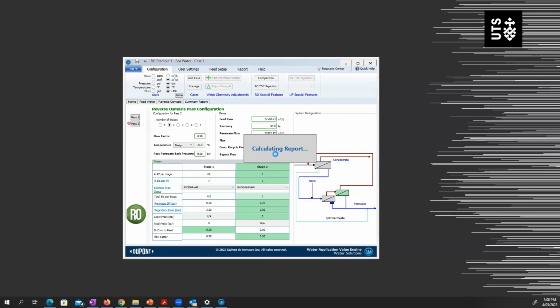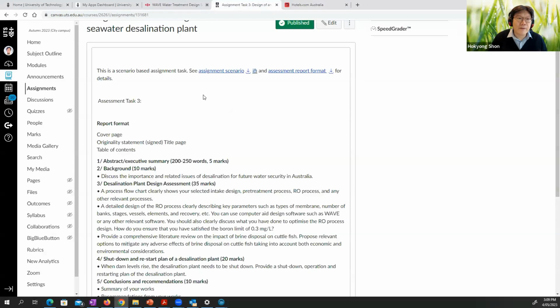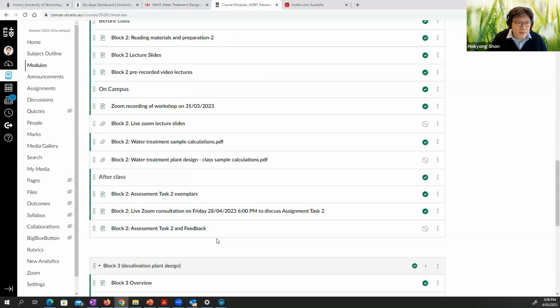Yes, Professor, I was trying to calculate the report for this example, and it says, wave has failed to converge. Please review your design. Okay. Let me share with another one.